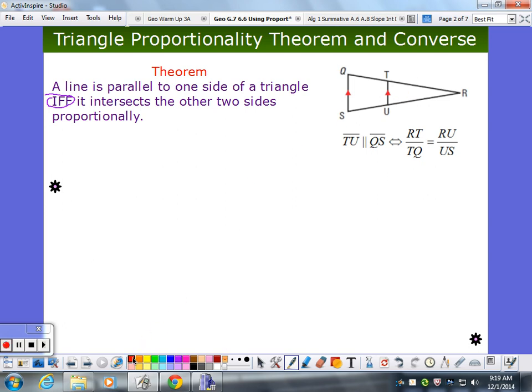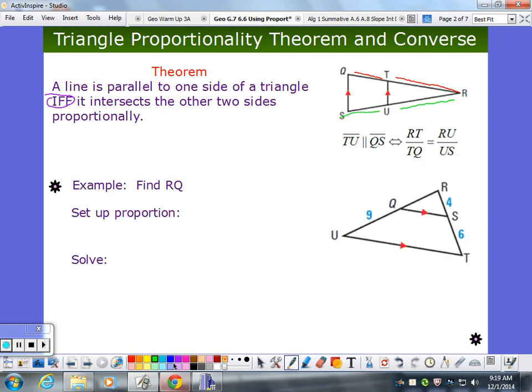So it's maybe a little hard to see what this is trying to say. When these things are parallel, RT to TQ is the same as RU to SU, or US. So let's just kind of look here. So if you're given a triangle like this one, and this is an example on your paper there, find RQ. I want to find this thing. Set up a proportion. Well, this states this piece to that piece equals this piece to that piece. RQ to QU equals RS to ST.